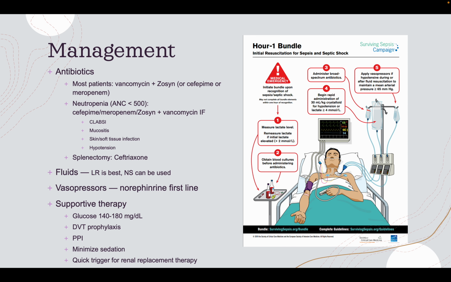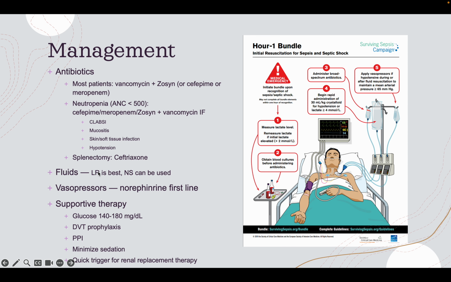If the patient is neutropenic, the absolute neutrophil count less than 500, you give one of the same for monotherapy. Add vancomycin if the patient has one of these risk factors for MRSA. And if the patient has had a splenectomy, then you want to reach for ceftriaxone.